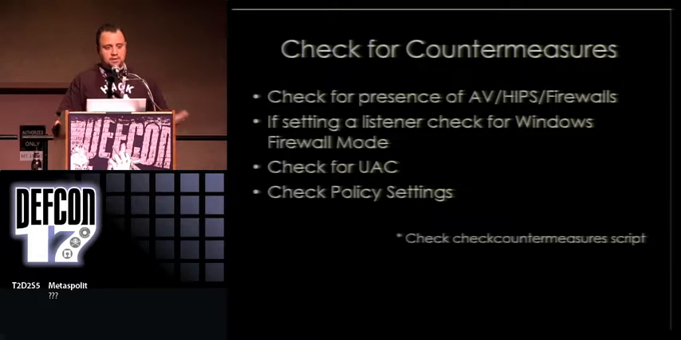Also, check policy settings. If you check my check countermeasure script inside the SVN, you will see how I can enumerate the policies on that box just by using the same commands that the Windows administrator might use for checking those GPO policies. It will detect any version of current HIPS. They have a very large list of HIPS, firewalls, antivirus software, and if you give it the option to kill it, in addition to detecting it, it will also give you all the settings for that Windows firewall. It will also check for UAC in the case of a Windows Vista box or a Windows 7 box.